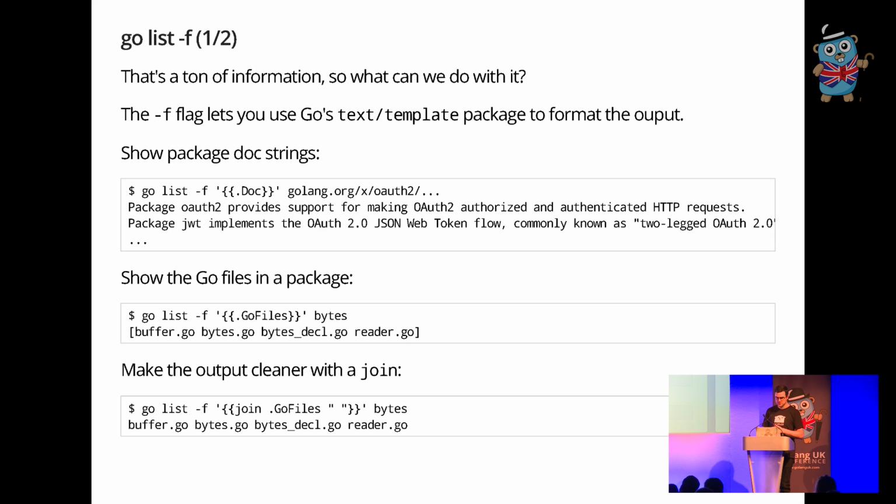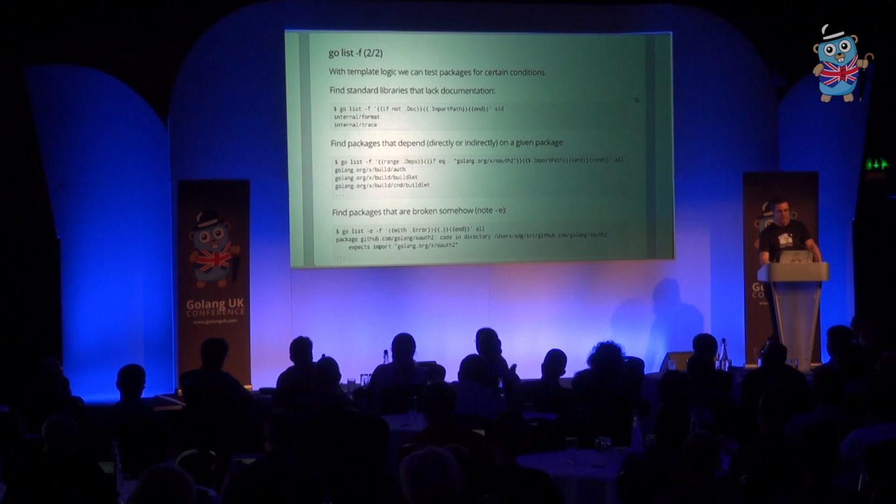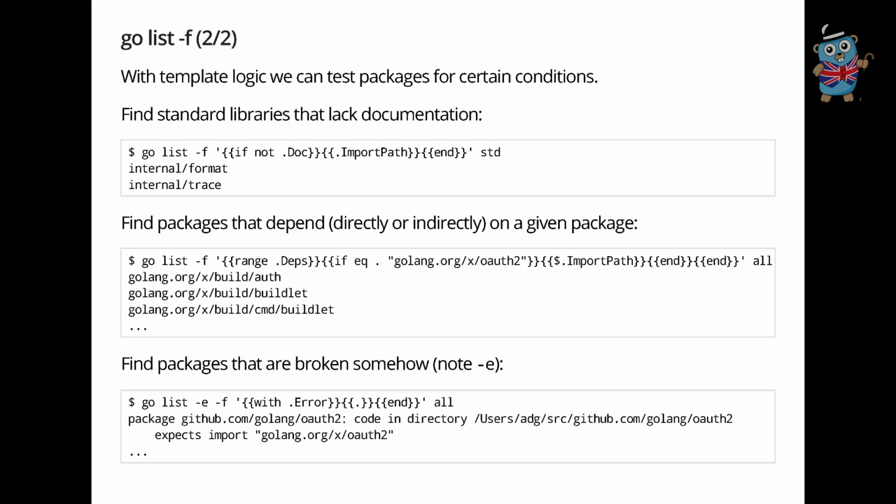Or I can use Go files as the template directive and see all of the Go files that comprise that package. And you'll see that the template package prints that slice with the little square brackets on either side. If I wanted to make that a bit cleaner, I could say GoList of join Go files by a space. So join is one of the available template functions documented in the template package, and then I can see those file names without the brackets. And then once you introduce template logic, you can start testing for conditions, and you can start filtering on the packages that are output.